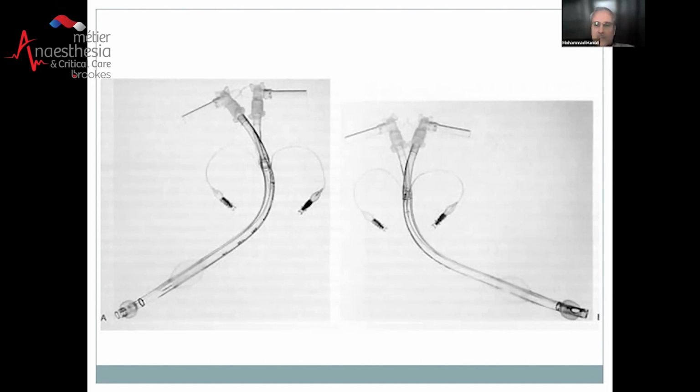For example, on my right side of the screen, that is the right-sided double lumen tube, and the left side of the screen is the left-sided double lumen tube. The right side basically has a slot for right upper lobe bronchus ventilation. So there is always a slot available on the right side, while on the left side of the tube there is no slot for left upper lobe bronchus ventilation.